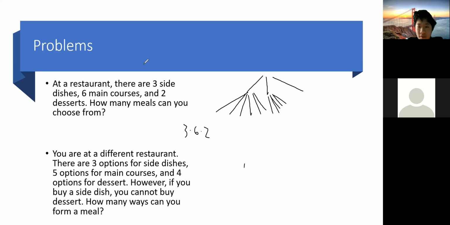1, 2, 3, 4, 5, 6. Move this out of the way. 1, 2, 3, 4, 5, 6. And for each main course, we have 2 desserts branching out of it.